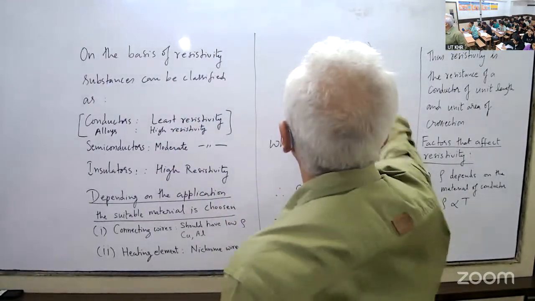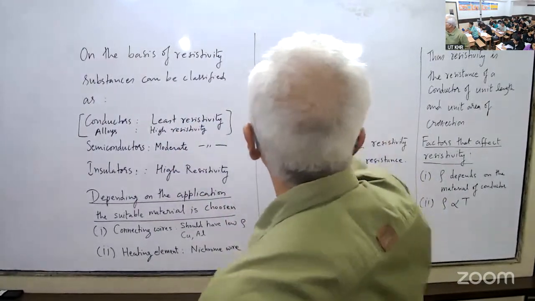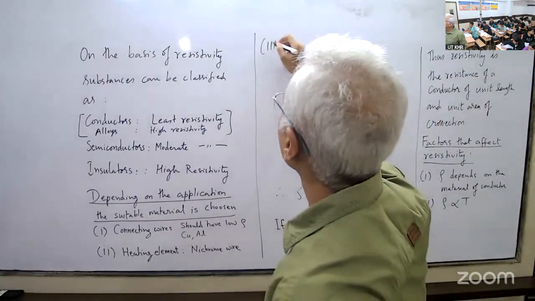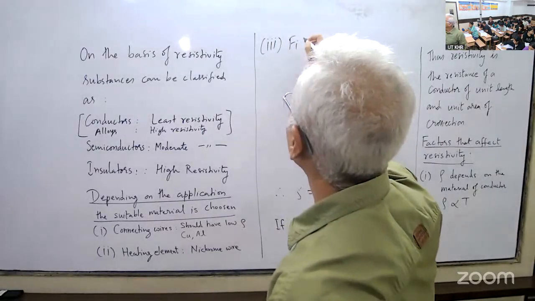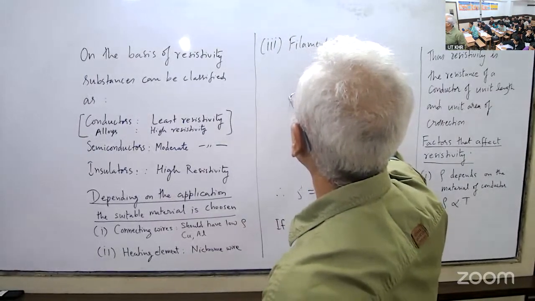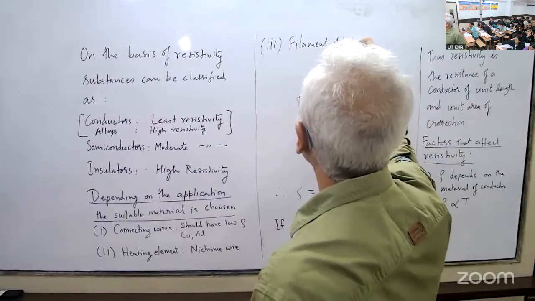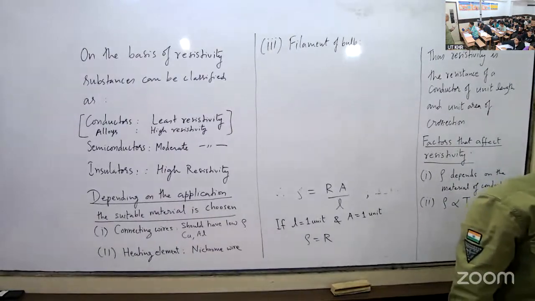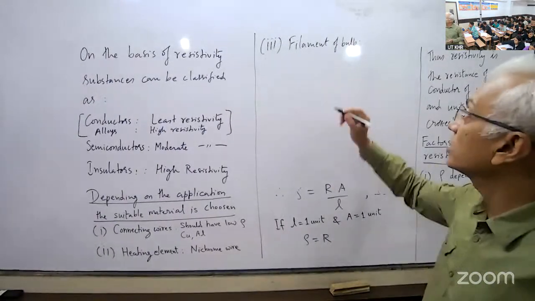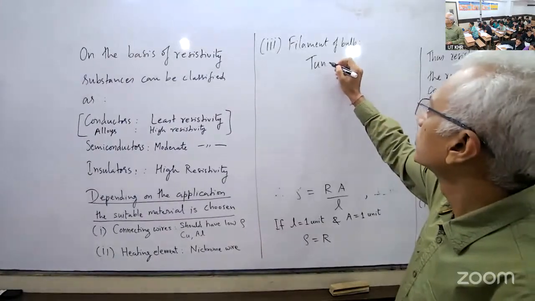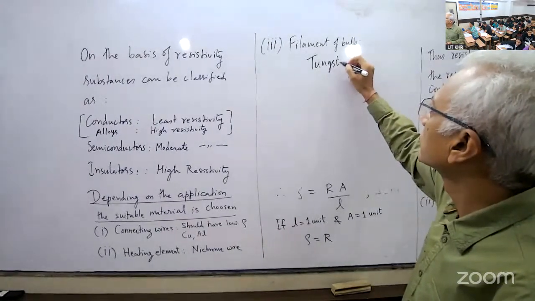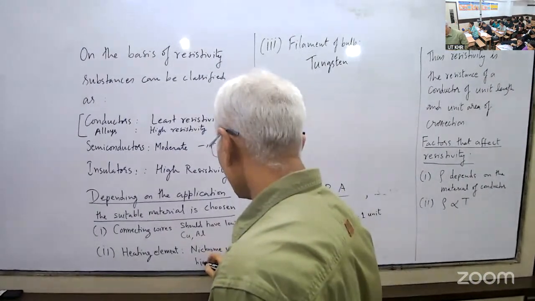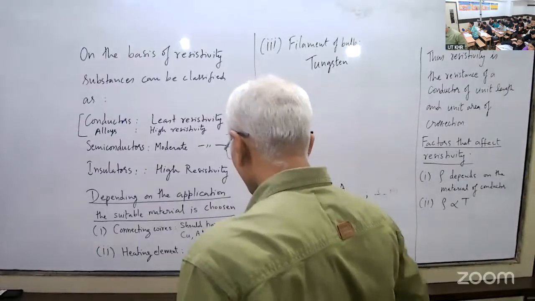Then, if it is the filament of a bulb, what do we use in the filament of a bulb? Tungsten. So you use tungsten. For heating, nichrome has high resistivity.